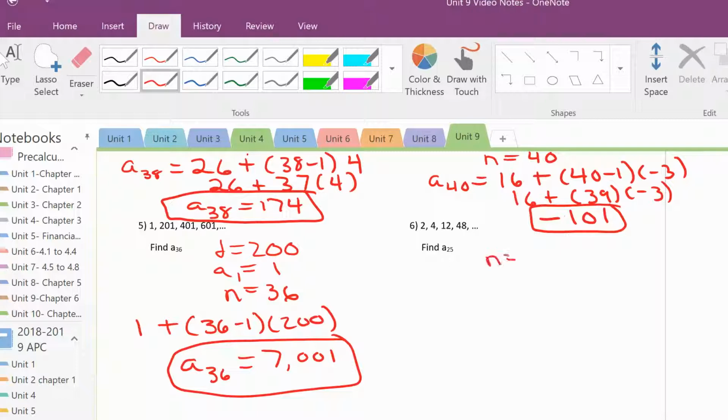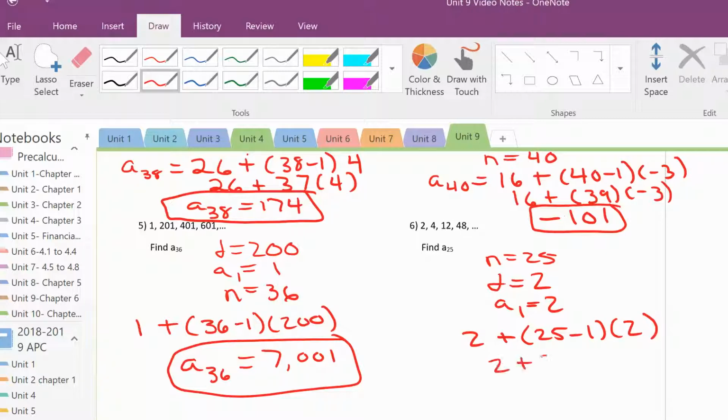Here, n is 25. The difference is 2. The first term is 2. So it is 2 plus 25 minus 1 times 2. So you have 2 plus 24 times 2, which is 50.